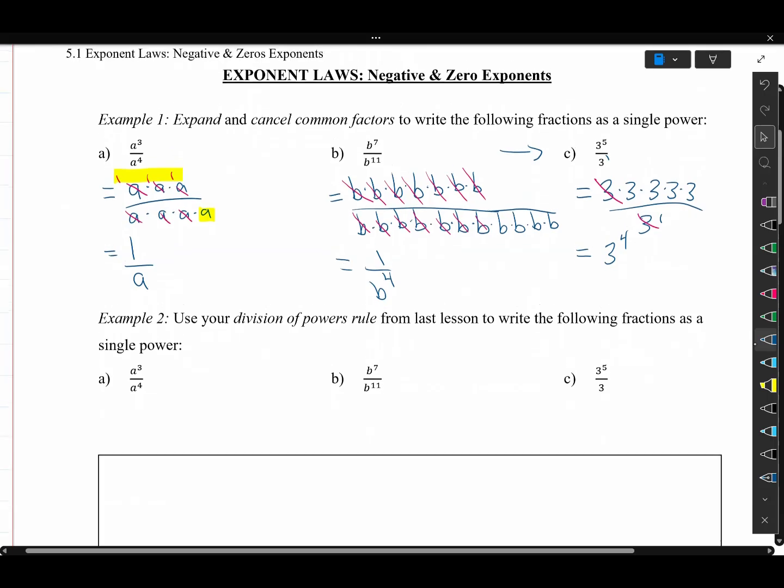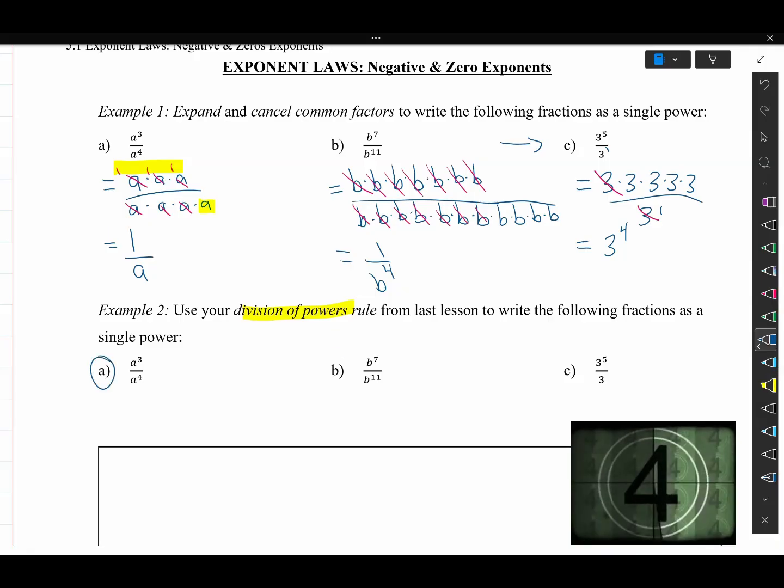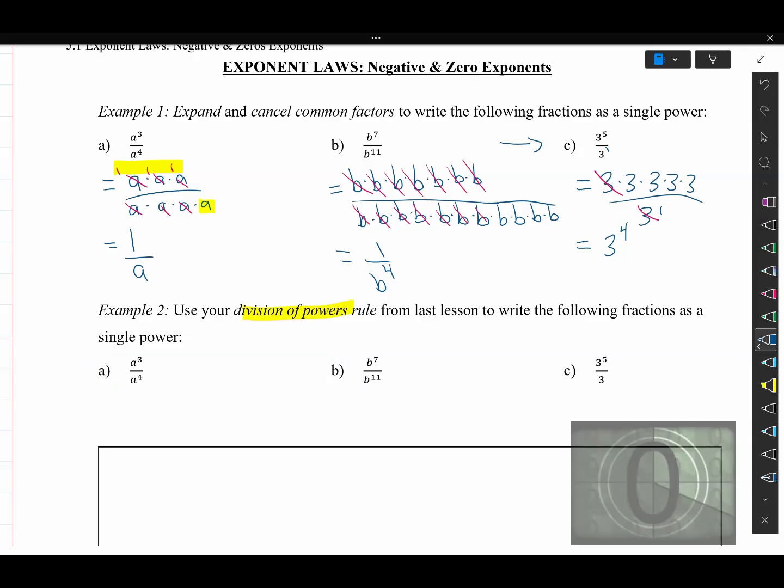Now, if you followed there, great. We're looking at solving these exact same problems, but this time we're using our division of powers rule that we know how to use. So I encourage you, pause the video here. I want you to handle A, B, and C all together here, and then unpause and see how you did.